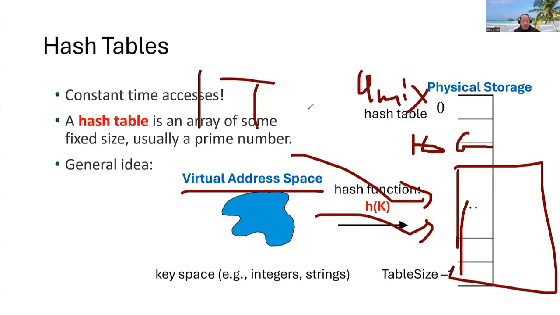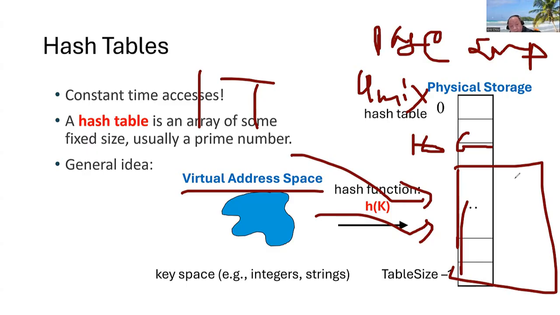If they miss, then they will try to find it in the hard disk to store it. Then we call it page swap. You will swap a page of the data from hard disk to the physical memory. So hash table is not only used for software, it's also used for hardware, when you do computer architecture.